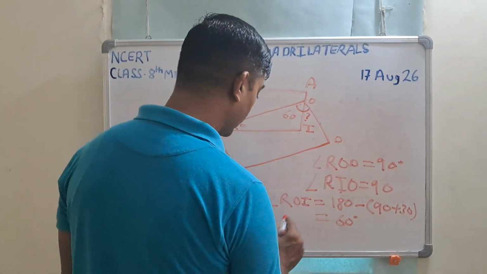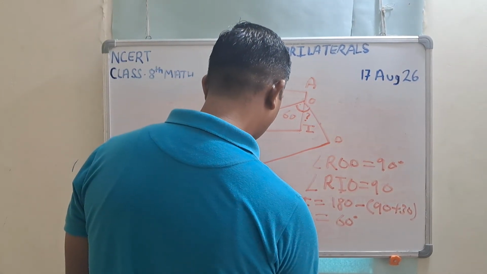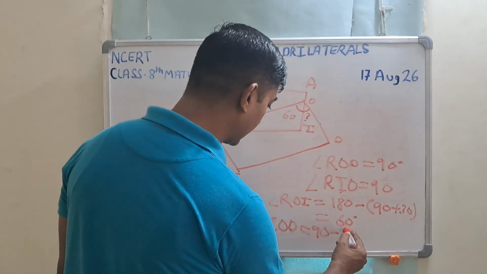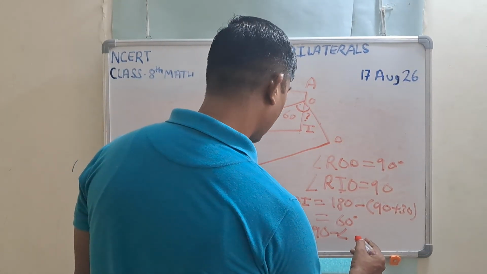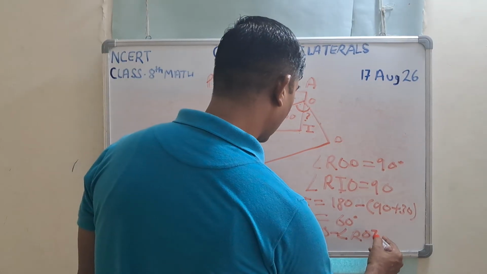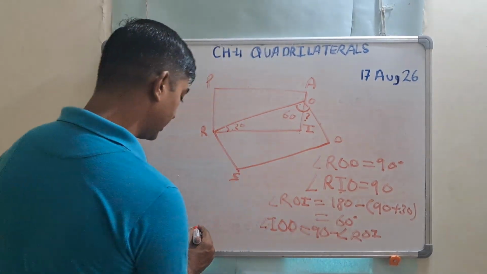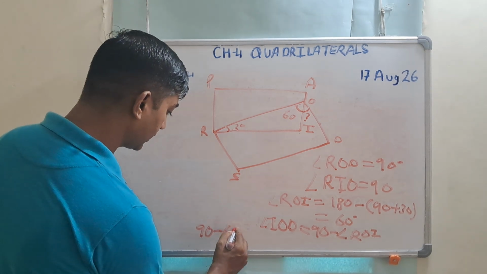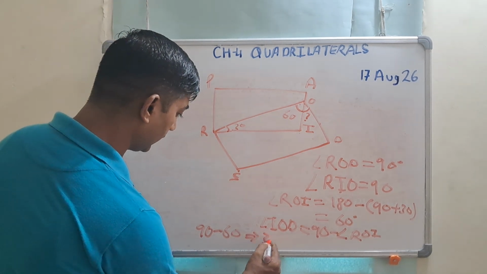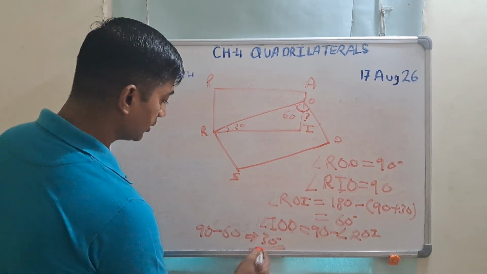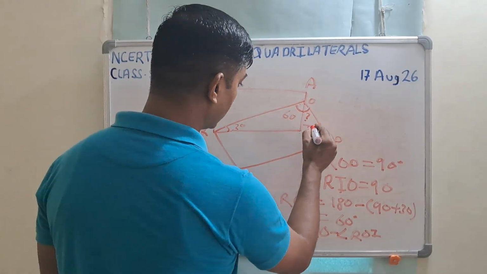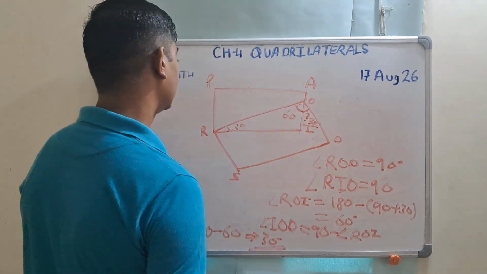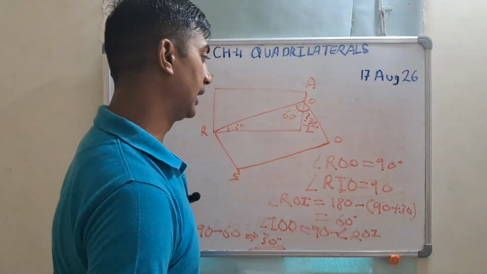So angle IOD is equal to 90 minus angle ROI, that is 90 minus 60, that is 30 degrees. Understood? So this angle is also 30 degrees. In this way we have found this angle.